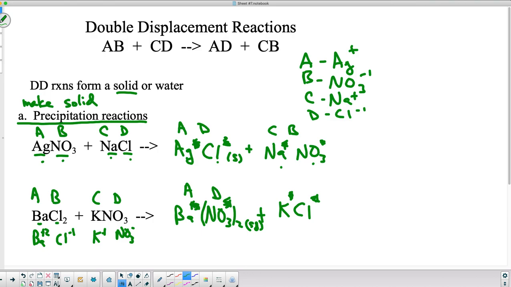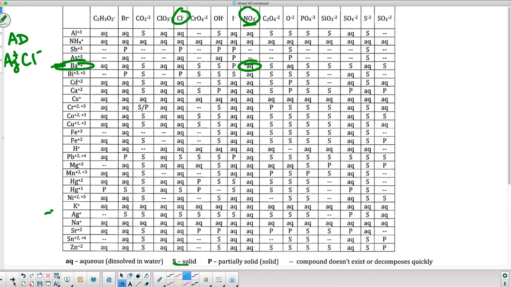And then how about K and Cl? So where's K? K's right here. Okay, Cl is right here, so we take a look at this. This is another AQ.